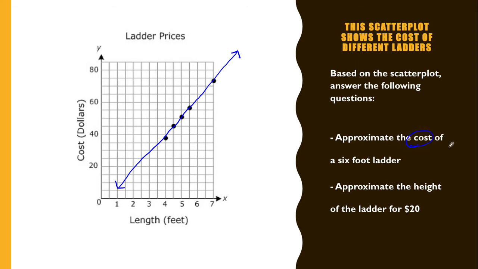Approximate the cost. I'm looking for cost. Which axis is cost? The y-axis. So I'm looking for y of a 6-foot ladder. Which axis is ladder length? The x-axis. So it's saying if x equals 6, what is y? So if I look on my x-axis at the 6, I'm following it till I hit my trend line. Bam, I hit my trend line. See where that goes. A little bit above 60. See, this is going by fives. So, what, $63 roughly.